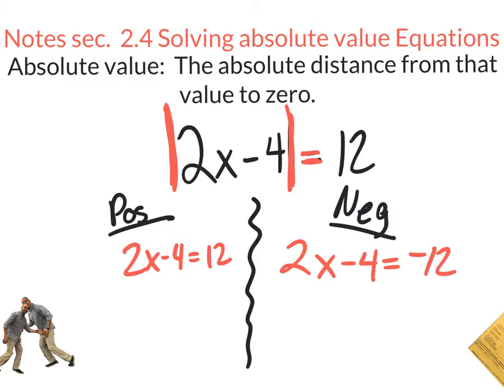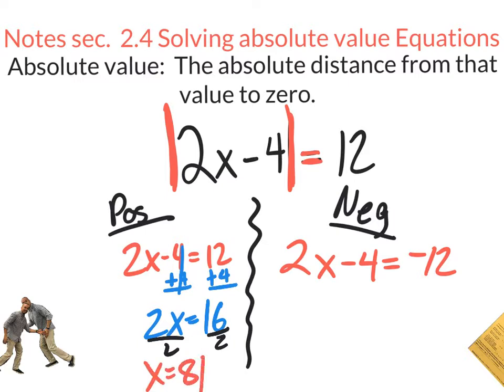I hope everybody's with me. And now we're going to solve both. Yes, we're going to do both. So that's kind of like two problems in one. For every one problem of absolute value, you're going to end up solving for two different equations. Let's solve for this first one. If I solve for the first one, I'm going to add 4 to both sides. And that'll become 2x equals 16, which means when I divide by 2, what do I get as a final answer? 8. Thank you very much.